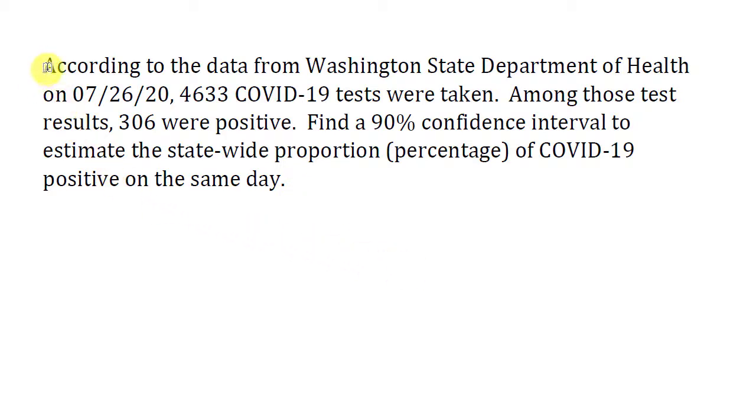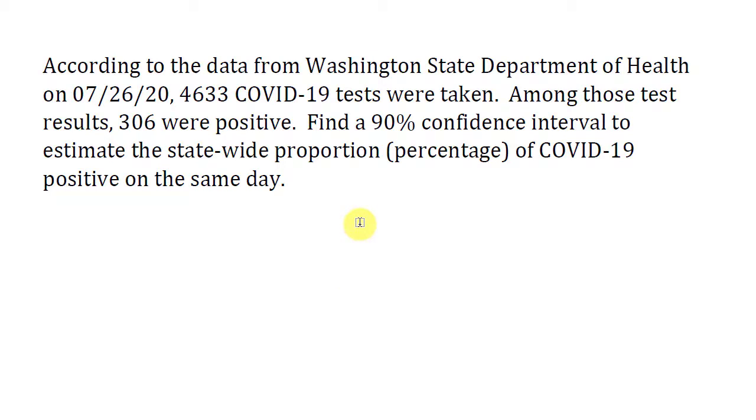According to the data from Washington State Department of Health on July 26, 2020, 4,633 COVID-19 tests were taken, and among those test results, 306 were positive. So now find a 90% confidence interval to estimate the statewide proportion, or in common terms, the percentage of COVID-19 positive of the same day.